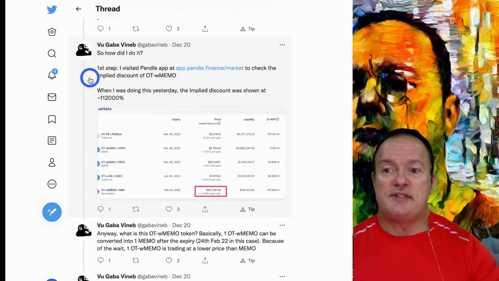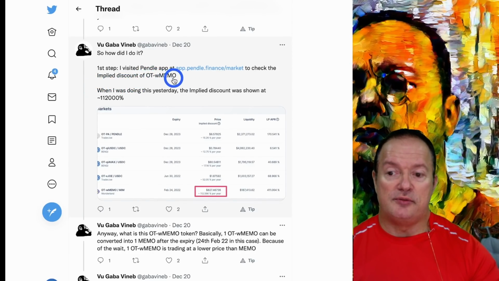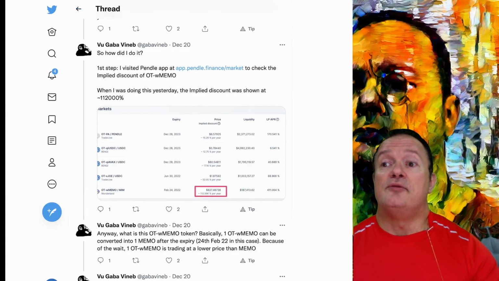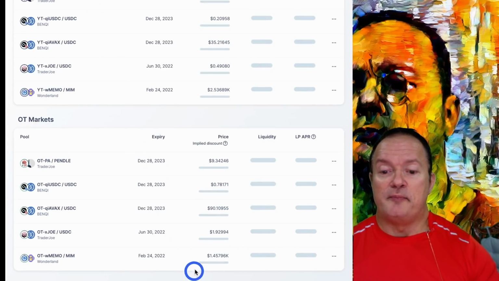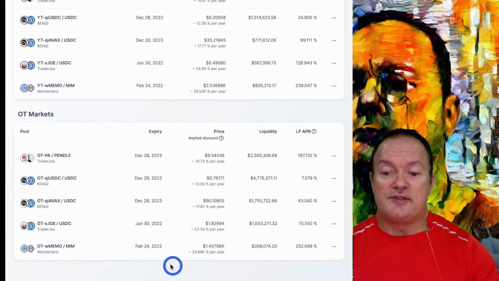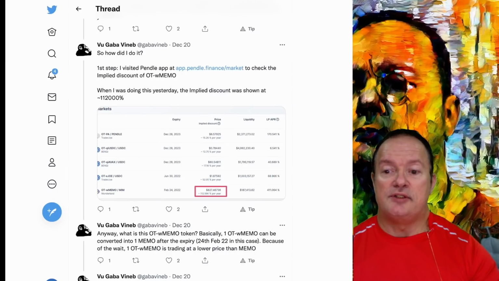So the first step is I visited the Pendle app at this link here to check the implied discount of the OT-wMEMO. So the ownership token wMEMO. So here, as you can see, it's 112%. Now, unfortunately for us right now, that's not what we're getting. Right now, it's only 33,000%. But if we go back to his strategy.